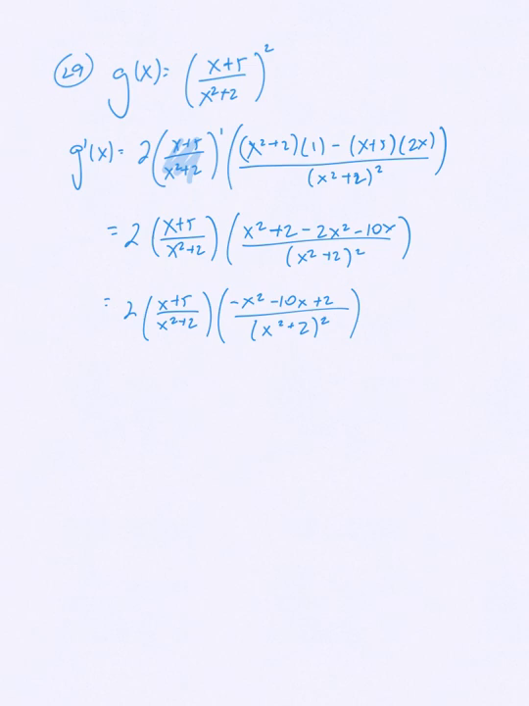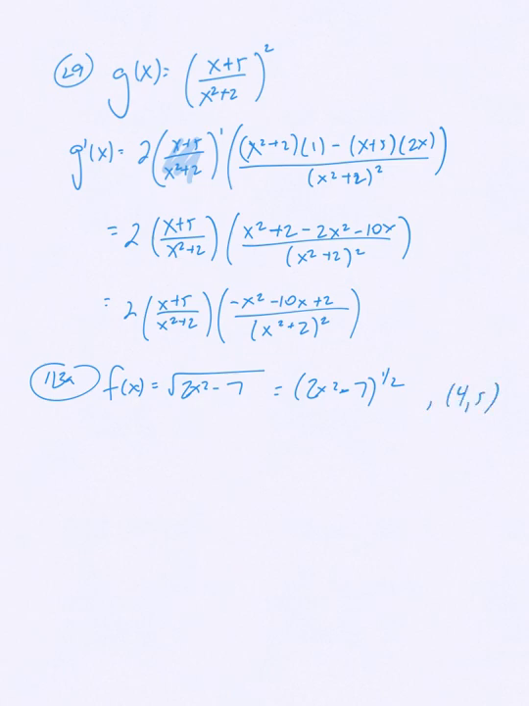All right, that's 29. Now we've got 113a. We're given this radical that I'm going to rewrite. It's the 1/2, and they give us this point (0, 45), and the directions ask us to find the equation of the tangent line. Perfect. So 1/2 in front, negative 1/2, derivative of what's inside. I'm going to simplify that a little bit.